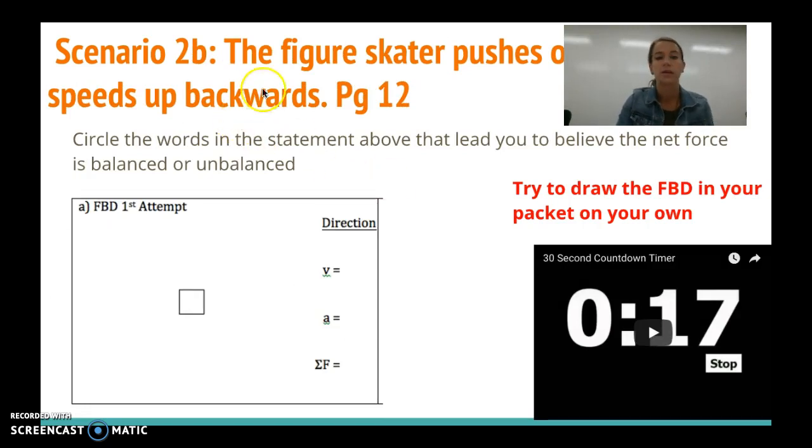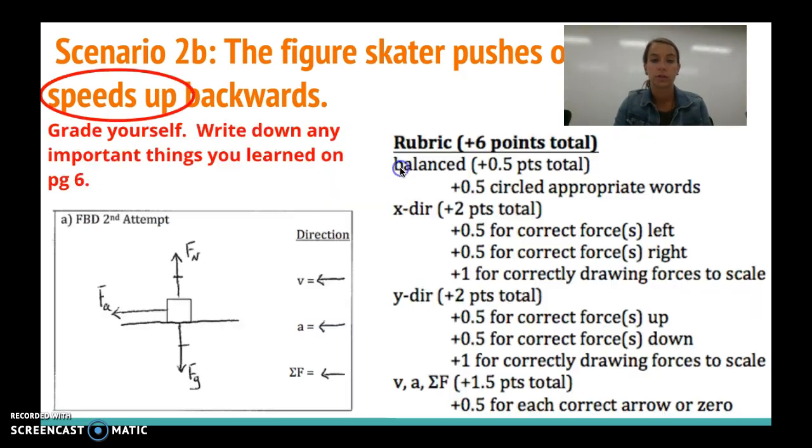All right, 2B, the figure skater pushes off the ice and speeds up backwards, okay? So go ahead and pause this. First, circle something up here that tells you what's happening to the net force, if it's balanced or unbalanced, and then do the first attempt box. Go ahead and pause now. All right, going over this, what you should have circled, speeds up, going backwards, okay? Speeds up tells us that the velocity is changing, and so that means the forces are unbalanced.